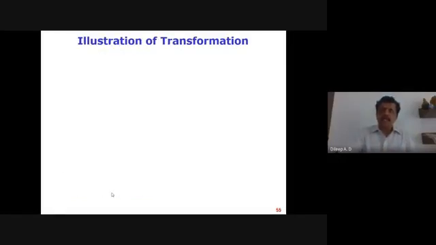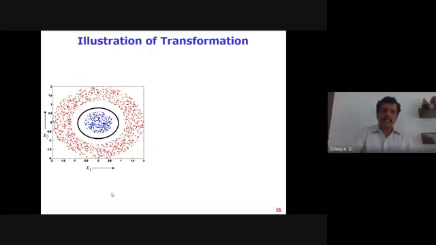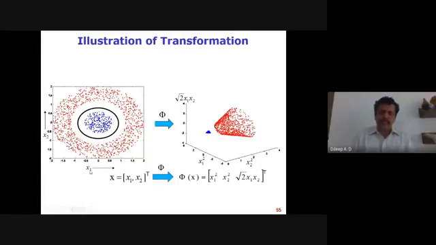I'm hoping so. Just to illustrate this, consider this data set where we have data of two classes, blue and red, separated by a region of separation which is a circle. This circle is a nonlinear function. Now this is in 2-dimensional space. So I'll transform this 2-dimensional data into 3 dimensions, where each dimension is a monomial of polynomials of degree 2. What are the monomials of the polynomials of degree 2? x1 square, x2 square, and x1 x2.